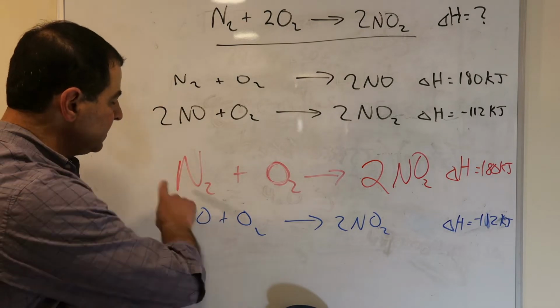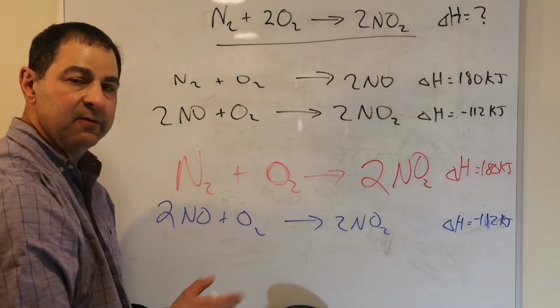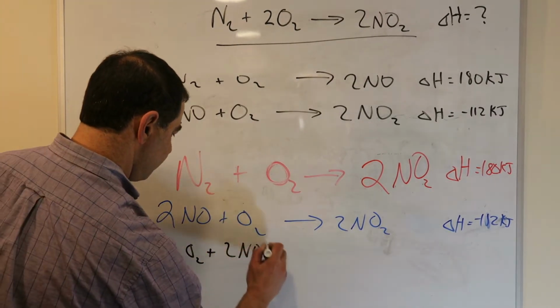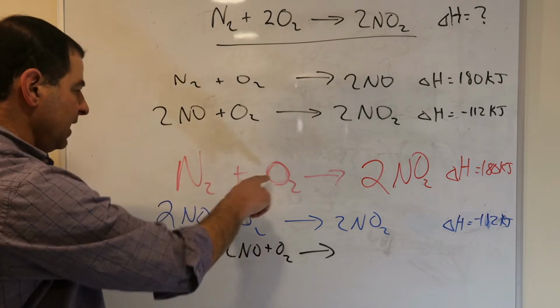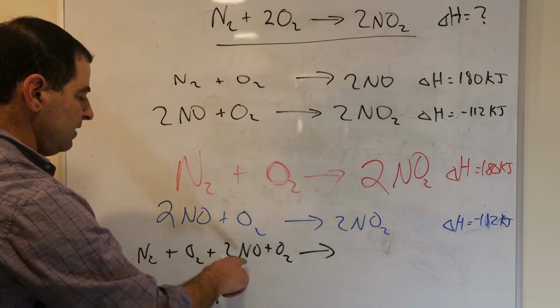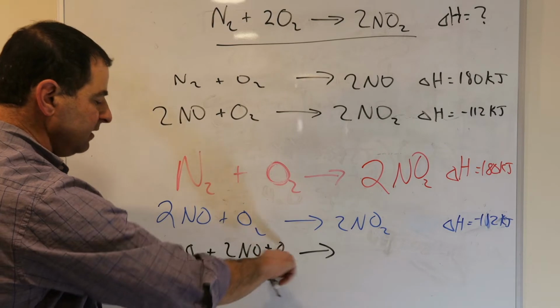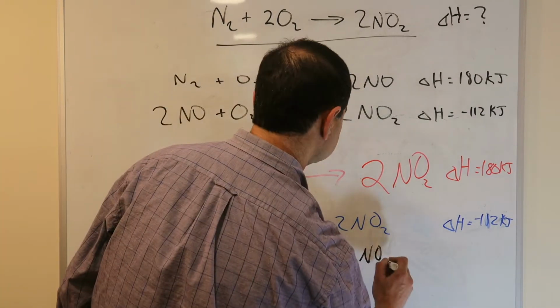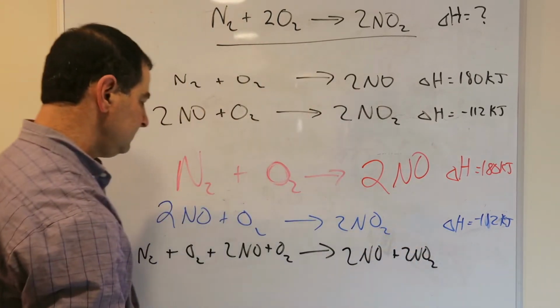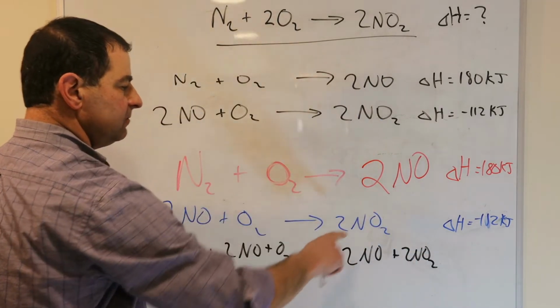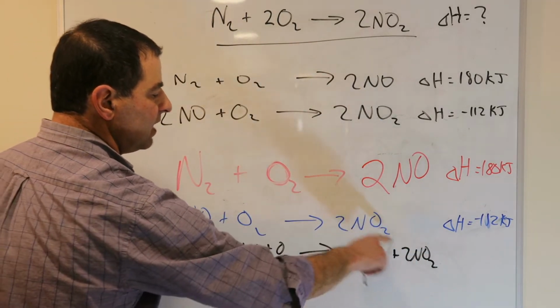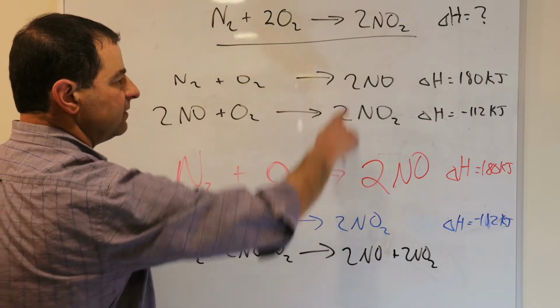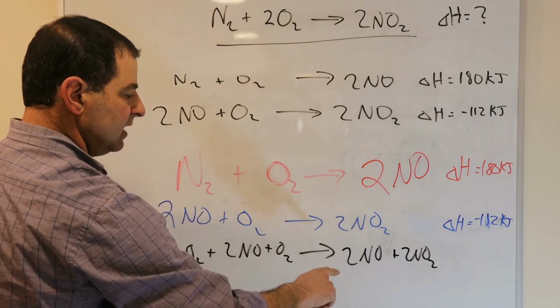To do that, I simply take the reactants for both and combine them on the reactant side. I have an N2, I have an O2, I have 2 NO, and I have O2. I put them all on the reactant side. I do the same thing with the products. And I have 2 NO from here, and I have 2 NO2 from here. I wrote this wrong before. It should be 2 NO.